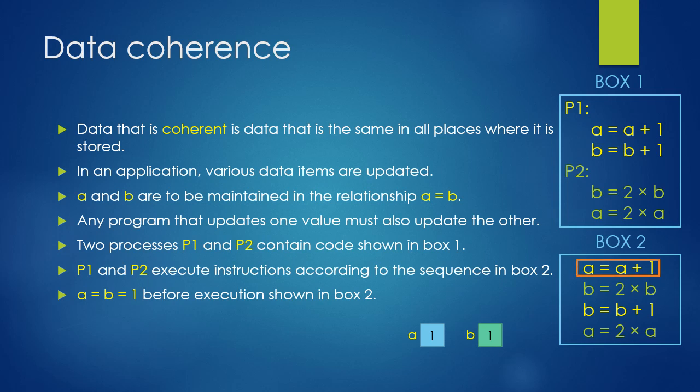P1 executes its first instruction and A is incremented to 2. P2 executes its first instruction and B becomes 2. P1 executes its second instruction and B is incremented to 3. Finally, P2 executes its second instruction and A becomes 4. We have A equal to 4 and B equal to 3. At the end of this execution sequence, the condition A equals B no longer holds. The two variables have lost coherence.